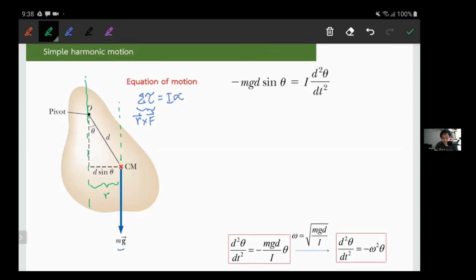If the position of the CM is at distance d away from the pivot, you have to measure it perpendicularly. So the distance between the line of force and the axis of rotation is d sine theta. That's what you care about. So that's why the net torque acting on this mass is going to be mg d sine theta. Here we go. That's your net torque right there.